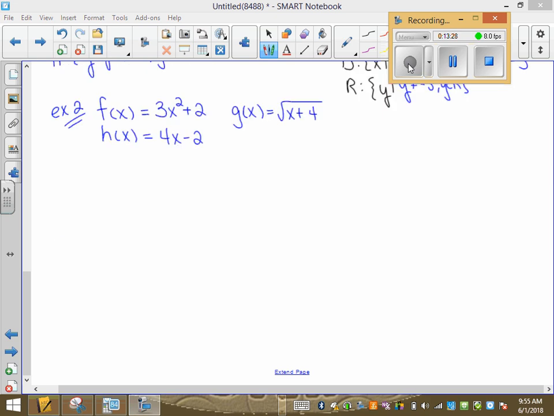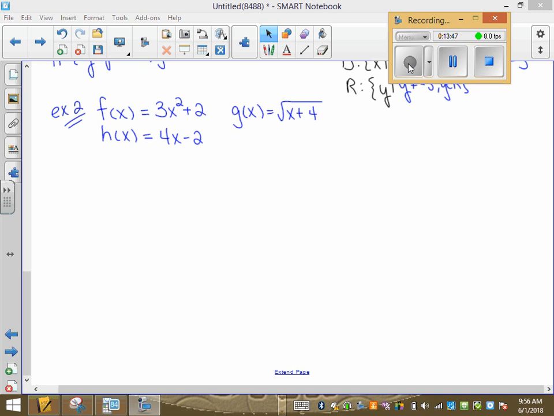h of x isn't always what it equals, guys. Like I can just go f plus g, h plus g, g minus h. I can do it in whatever form. You could do y equals or whatever. But I'm going to tell you which ones to do.